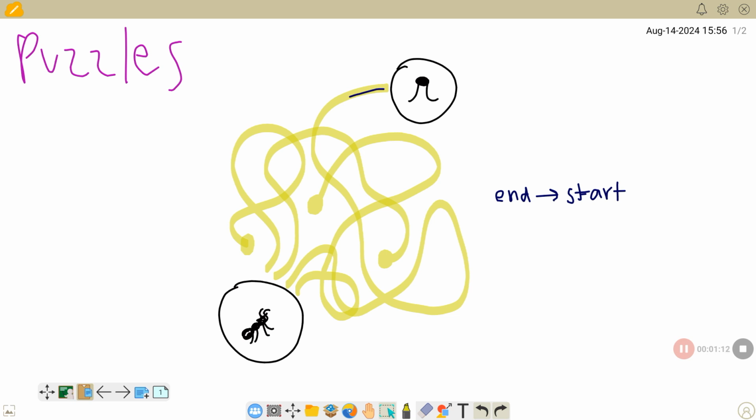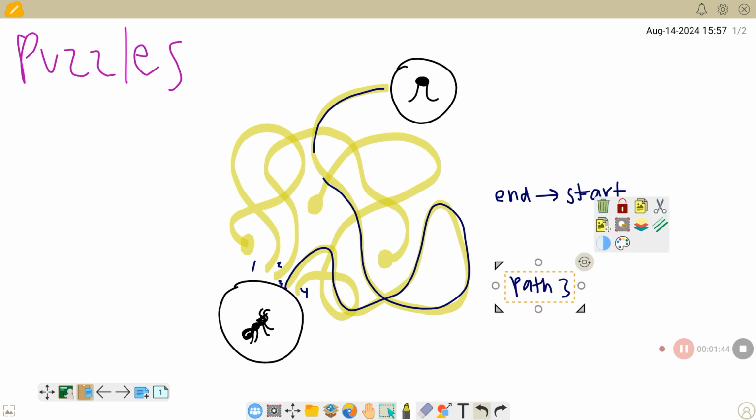Let's use the one line and follow the path. Make sure to only go on the path given, or else you're going to get confused. As we can see, we found the ant a path home. We can label this path as 1, 2, 3, and 4. So we can see that path 3 is the correct answer.